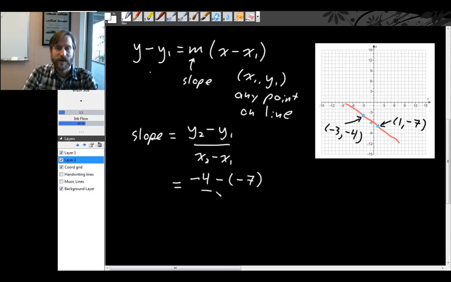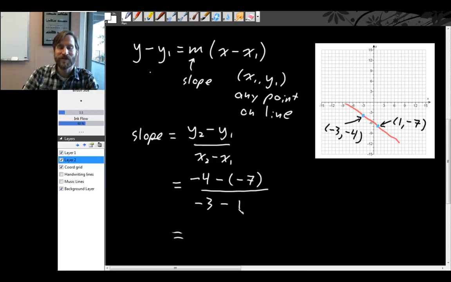this. Now in the denominator, since I chose the y coordinate for the left-hand point first, I have to choose the x coordinate for the left-hand point first. So I have to put the -3 right here. I can't use the other x coordinate, 1, and put it here. So I have to keep them in order. So -3 minus the second x coordinate, which is 1.